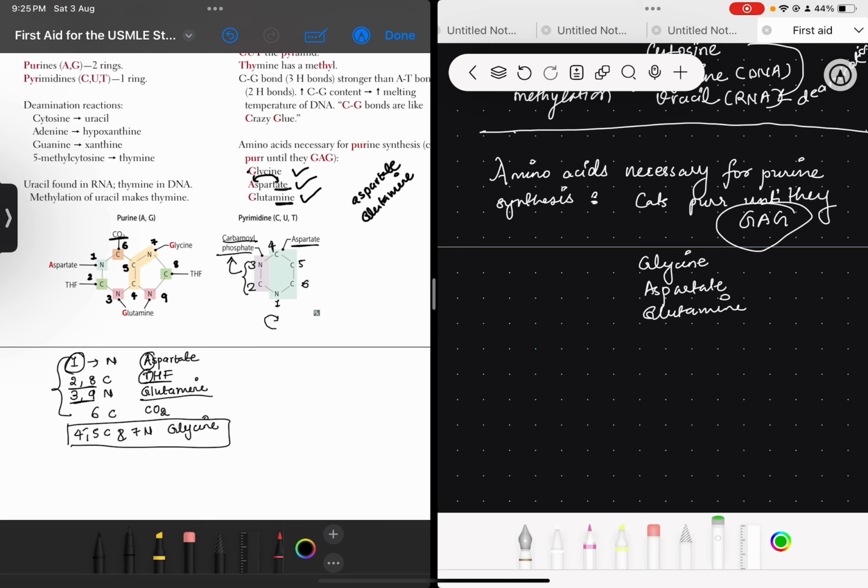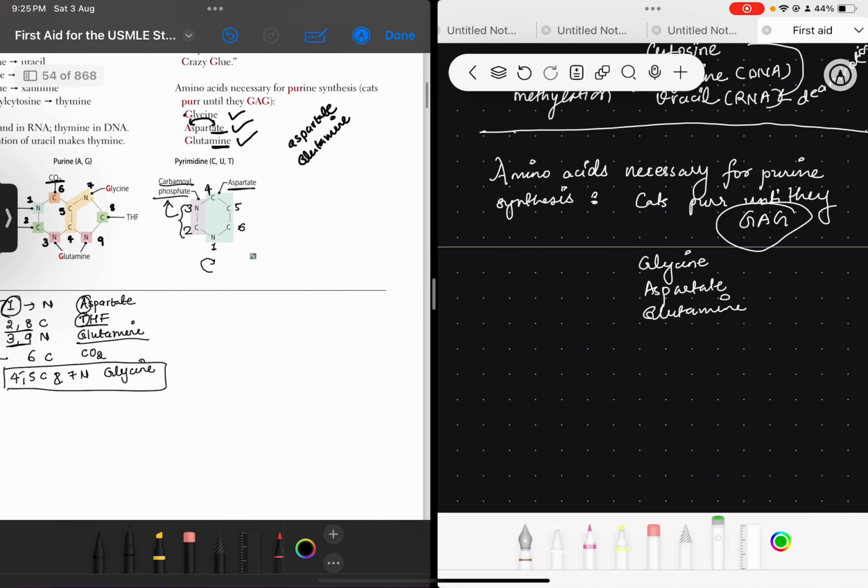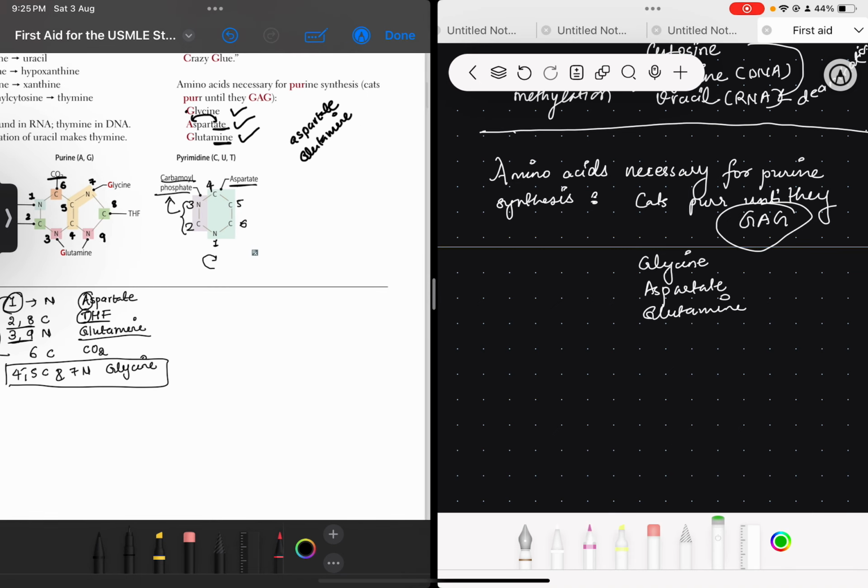Now one property we have to remember about these nucleotides: they absorb light at 260 nanometer and they are acidic in nature.